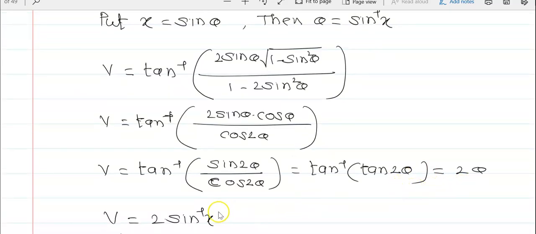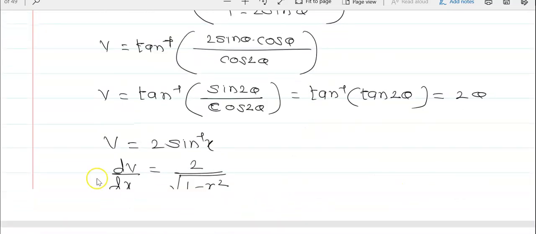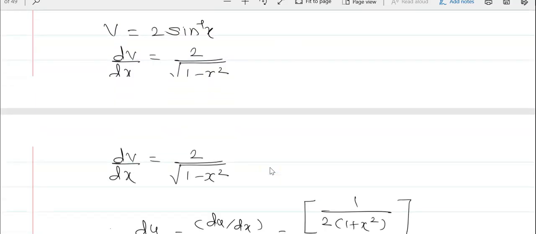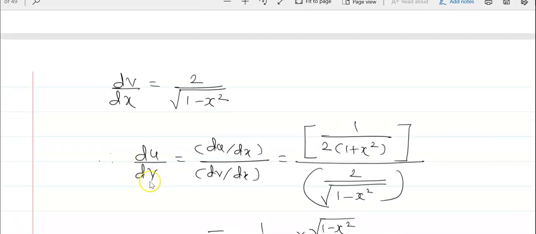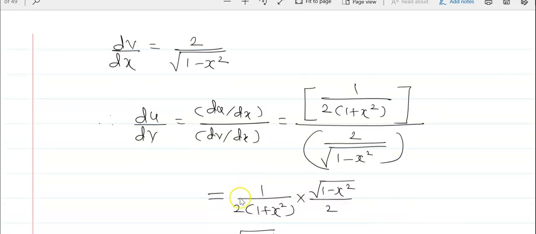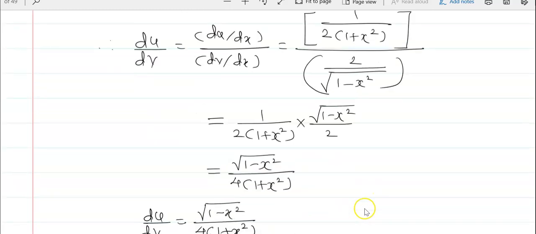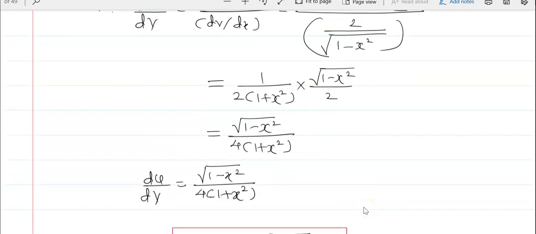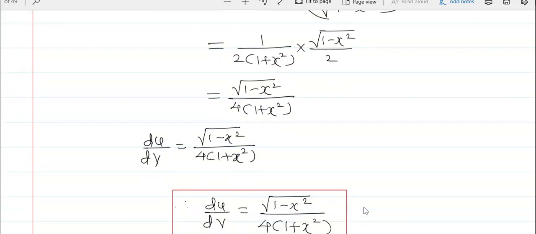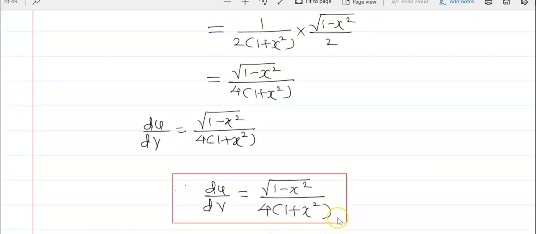But what is theta? Sin inverse of x. Its derivative is 2 upon root of 1 minus x square. Therefore, du by dv is equal to du by dx upon dv by dx. Simplify this: 1 upon 2 in bracket 1 plus x square, root of 1 minus x square upon 2. That's why you will get du by dv equal to root of 1 minus x square upon 4 in bracket 1 plus x square.